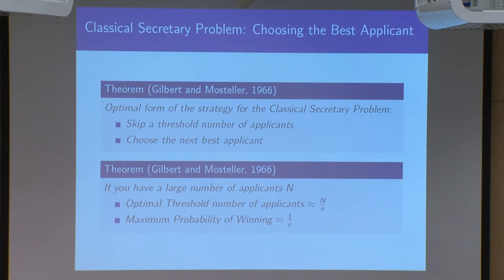And now that I've introduced the idea of a candidate, I can go into the optimal strategy for the classical secretary problem. The optimal form of the strategy is to skip a threshold number of applicants, as proven by Gilbert and Mosteller in 1966, and then to choose the next best applicant, or to choose the next candidate. And it turns out that the optimal threshold number of applicants for a large number of applicants is n over e, and the maximum probability of winning is 1 over e, or about 37%.